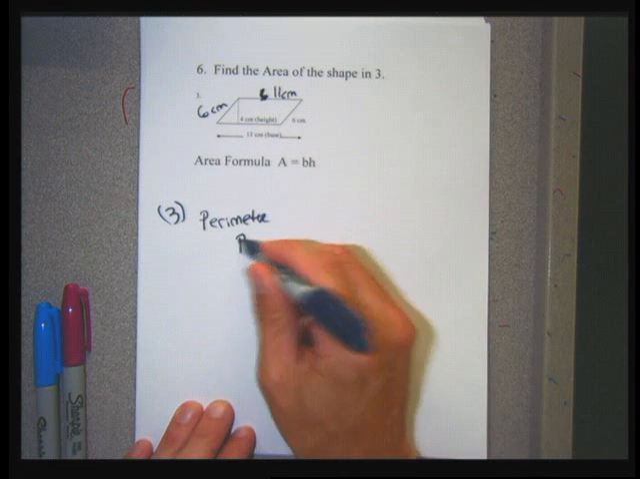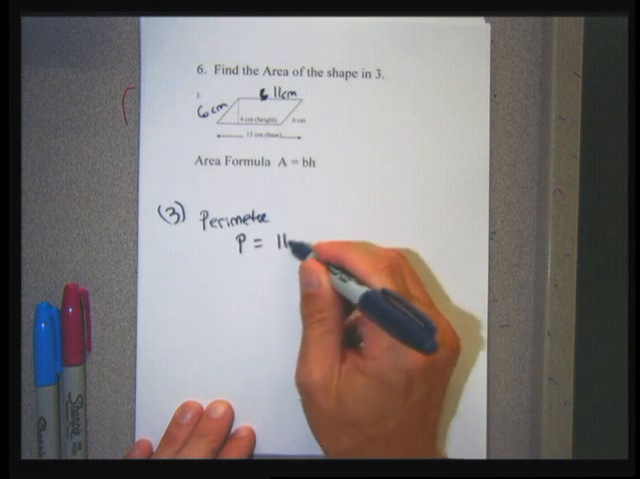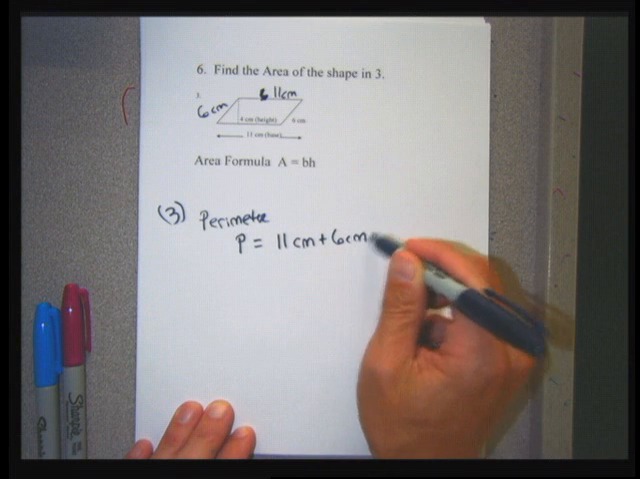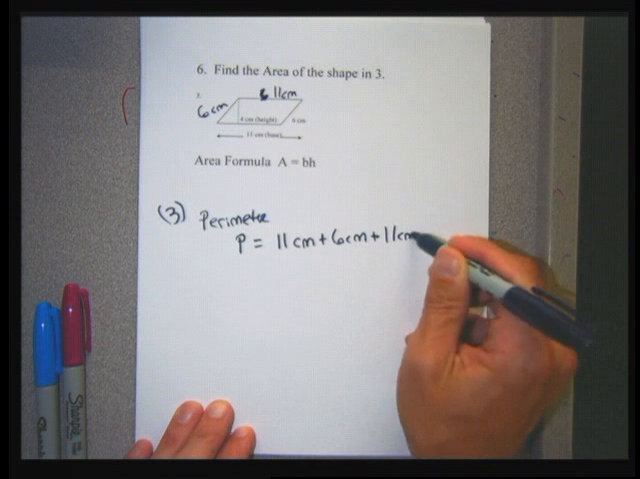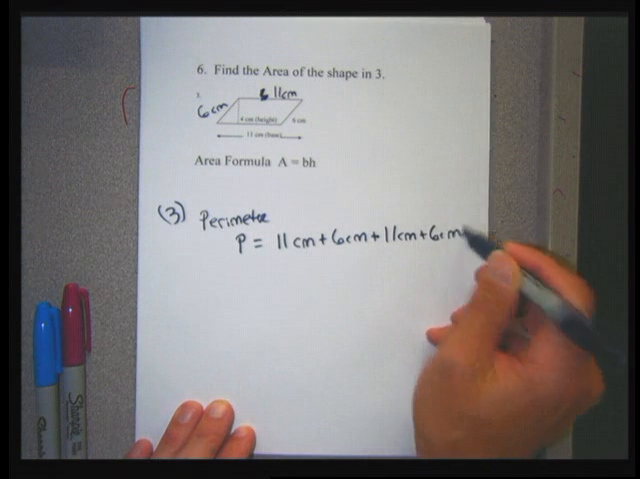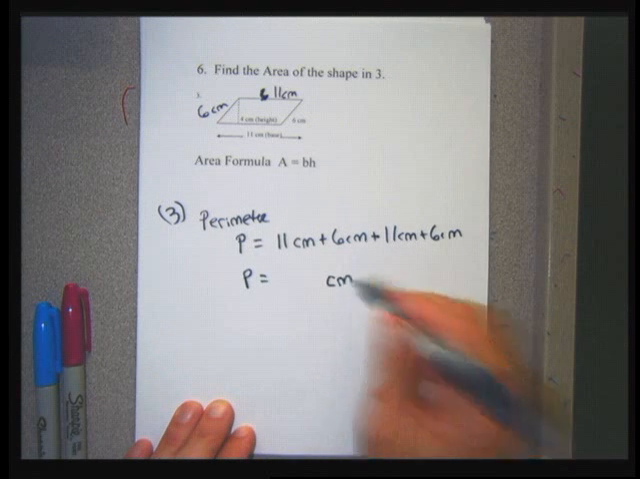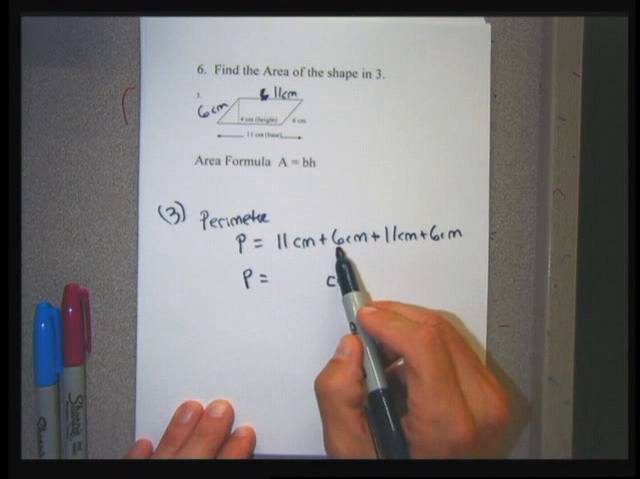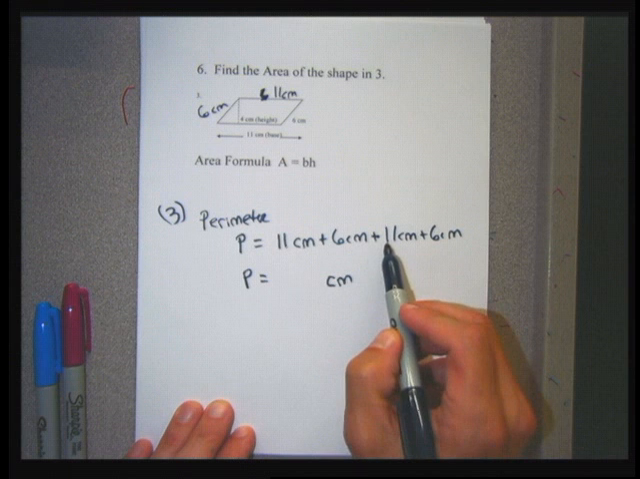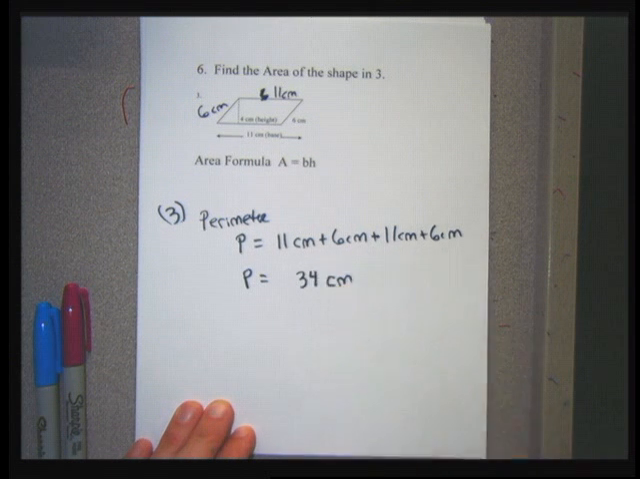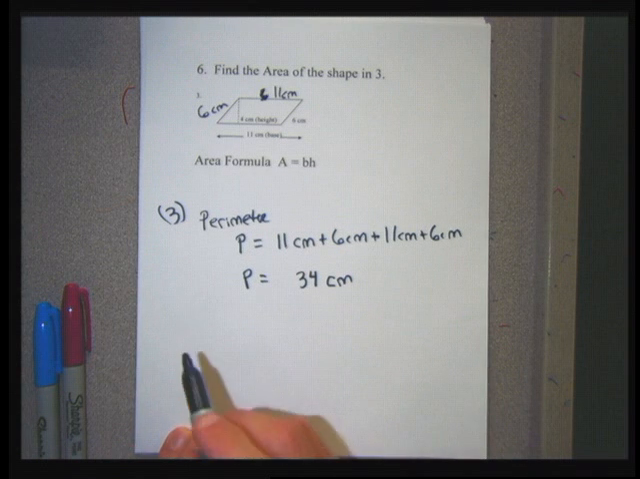I'm going to write P for perimeter. Then I'm going to add up the sides. It's going to be 11 centimeters plus 6 centimeters plus 11 centimeters plus 6 centimeters. When you're adding, the units don't become squared or cubed, so it's just going to be centimeters. 11 plus 6 is 17, plus 11 is 28, plus 6 is 34. The perimeter of the parallelogram is 34 centimeters, not centimeters squared.